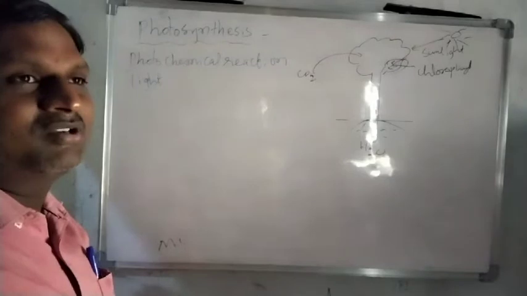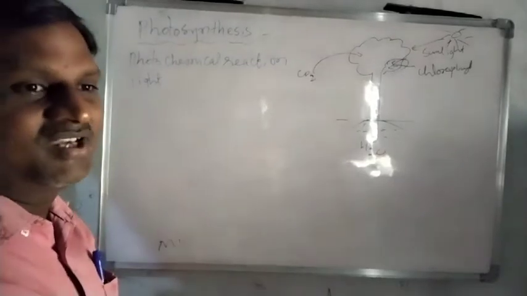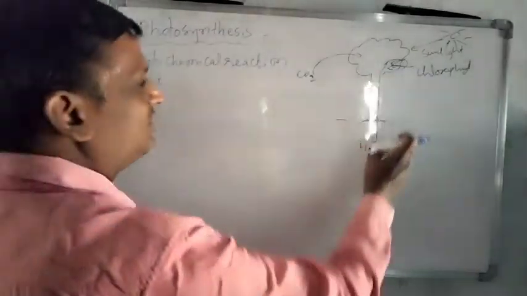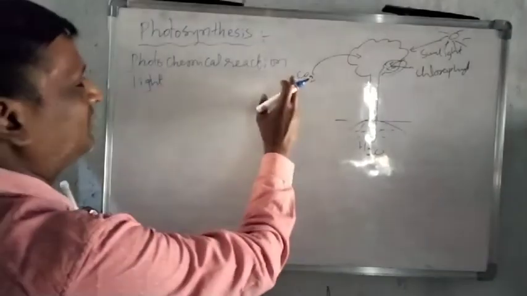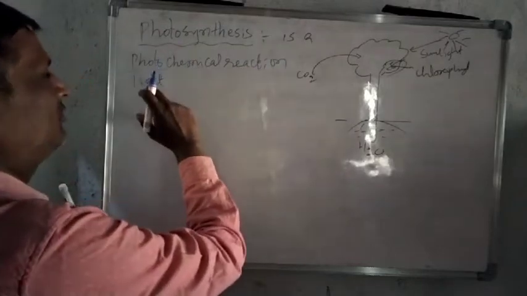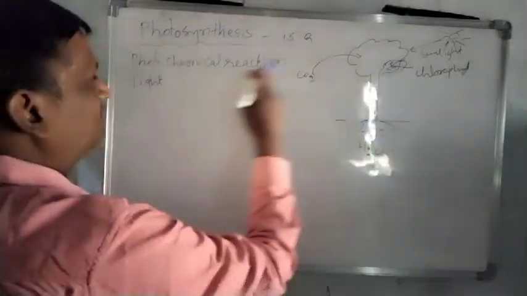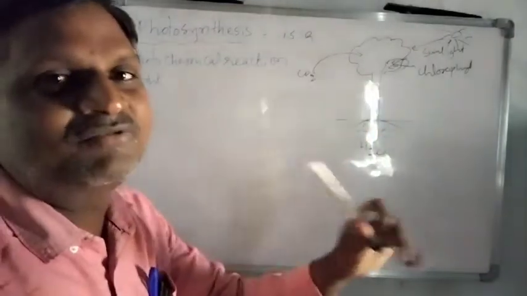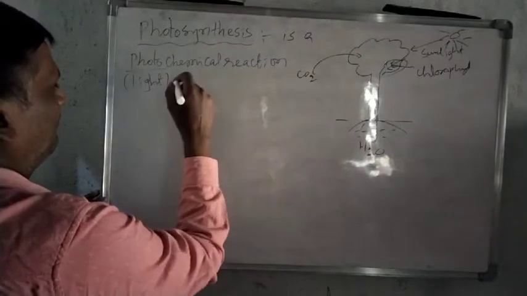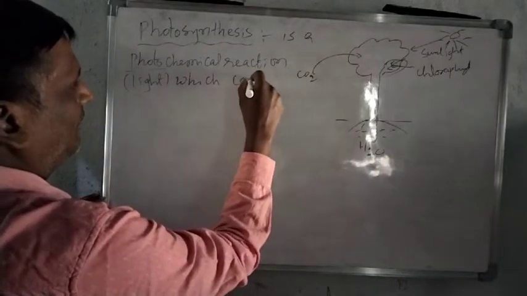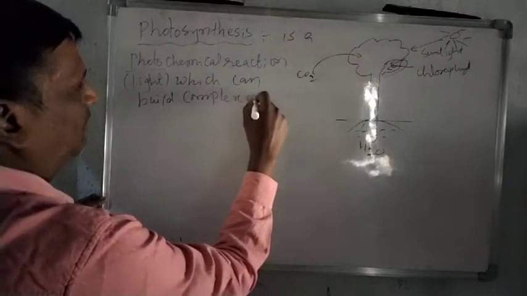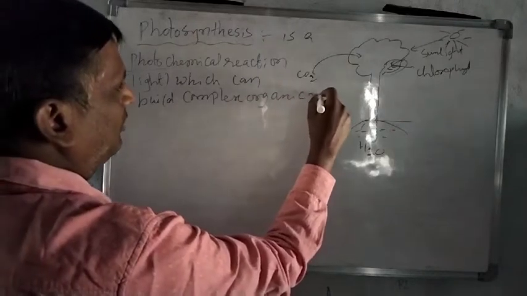It is a biological process, a biosynthetic phase. That means the synthesis of food materials takes place in this process by associating these components or reagents. So photosynthesis is a photochemical reaction. Photo means light. In the presence of light in leaves, the chemical reaction goes on to prepare food materials. So we can write the definition: a photochemical reaction which can build complex organic molecules.